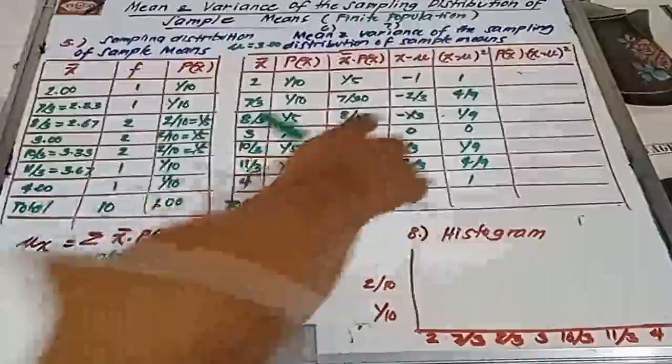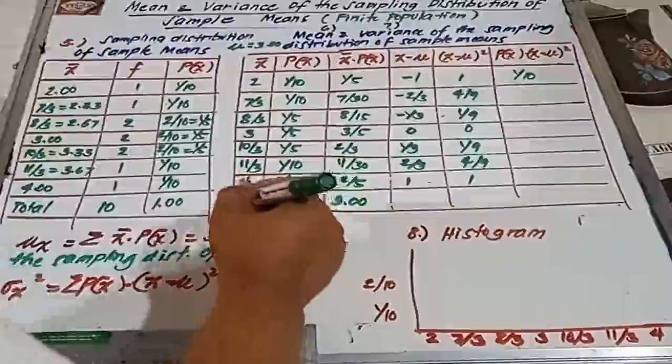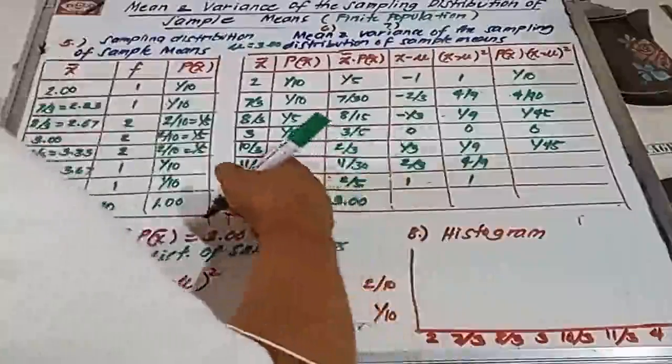Then square natin. This is 1. This is 4 over 9. This is 1 over 9. This is 0, 1 over 9. This is 4 over 9. Is equal to 1. And then, kunin natin yung product nito. This one and then the probability. That is 1 over 10. That is equal to 4 over 90. And then that is 1 over 45. 0. 1 over 45. This is 4 over 90. This is equal to 1 over 10.